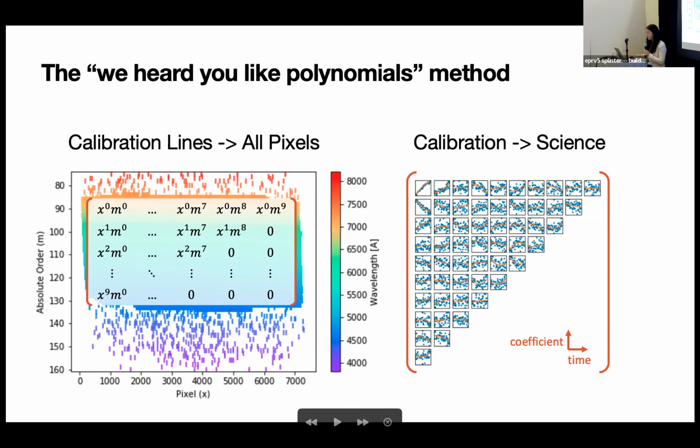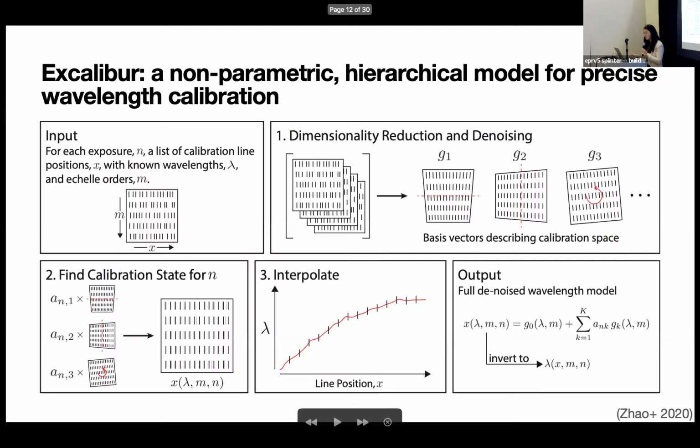And so when I was working at the Center for Computational Astrophysics, I came up with a different way of doing wavelength calibration. We called it Excalibur, which is a non-parametric hierarchical model for wavelength calibration. The hierarchical part allows you to use all of your calibration images instead of just one or the ones that are closest to your science data. The non-parametric part allows more flexibility so that you can correct for more small scale differences in your detector. What it takes in is this array of line positions: for each of your calibration lines, uniquely defined by where it falls on the detector, you find out what X position it is and what Y position it is.